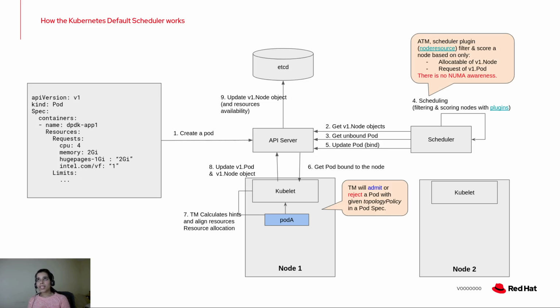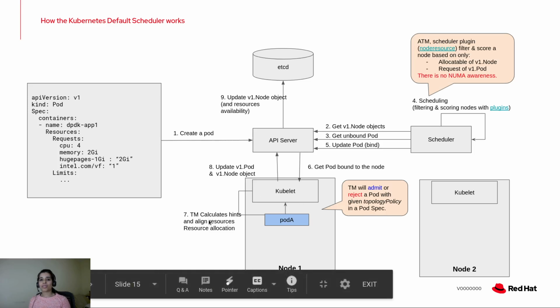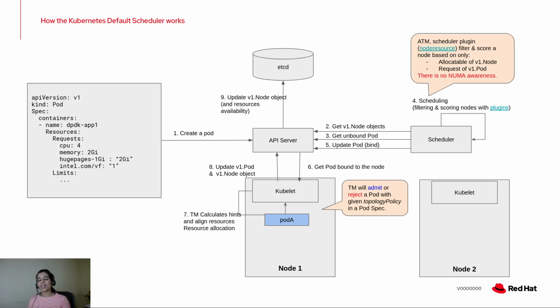From there on, it's the responsibility of the kubelet running on the node where the pod has been assigned. The kubelet is responsible for resource allocation. Topology manager is part of kubelet, so it calculates the hints and tries to align the resources. There could be two cases here. Topology manager, which is essentially an admit handler, could admit the pod, and the pod is allocated all the resources it needs and is up and running. Alternatively, it could get rejected when the policy does not meet the available resources, and the pod ends up in topology affinity error.